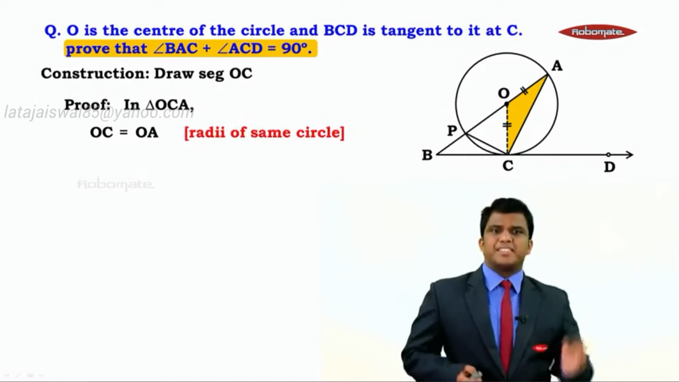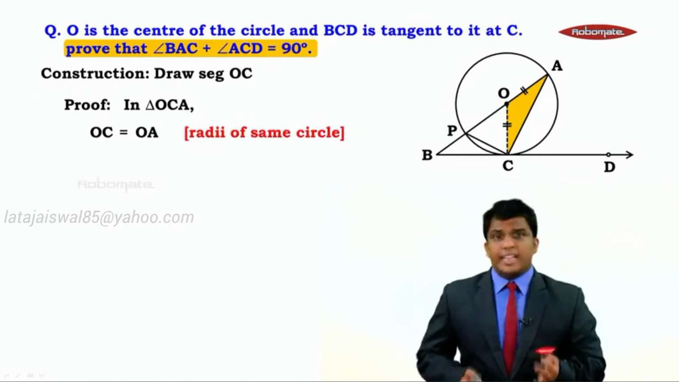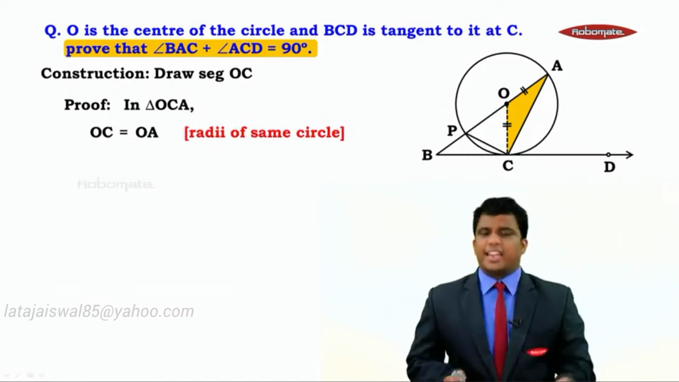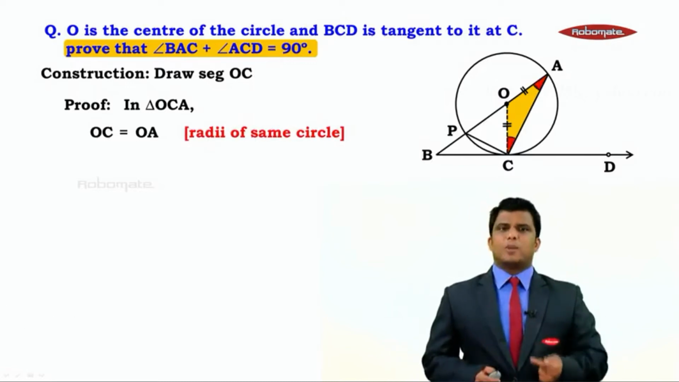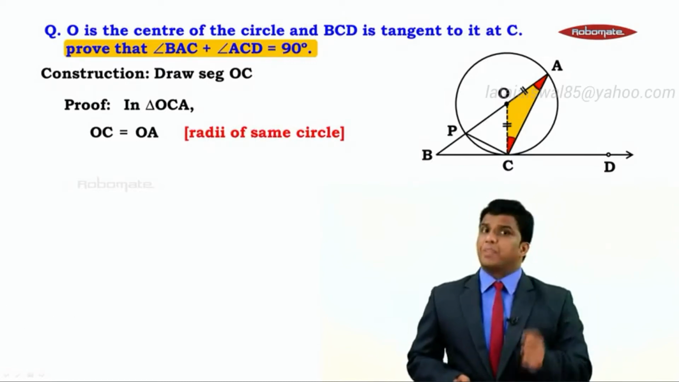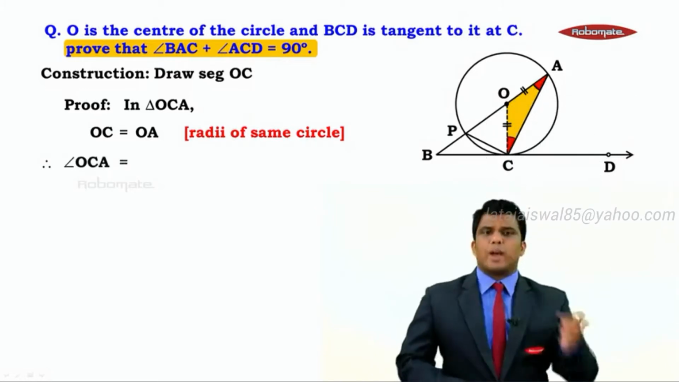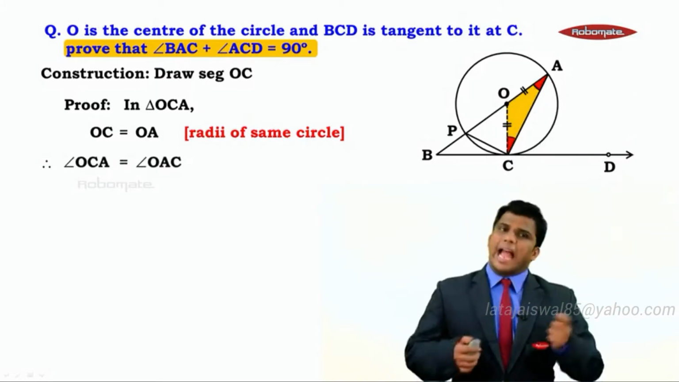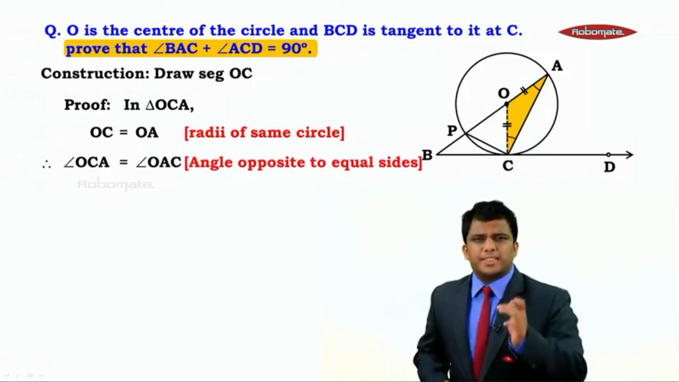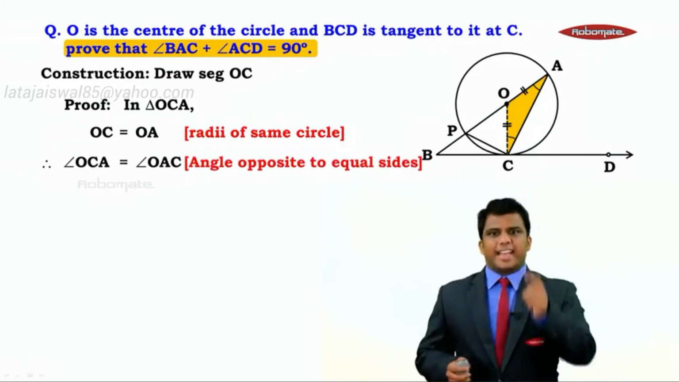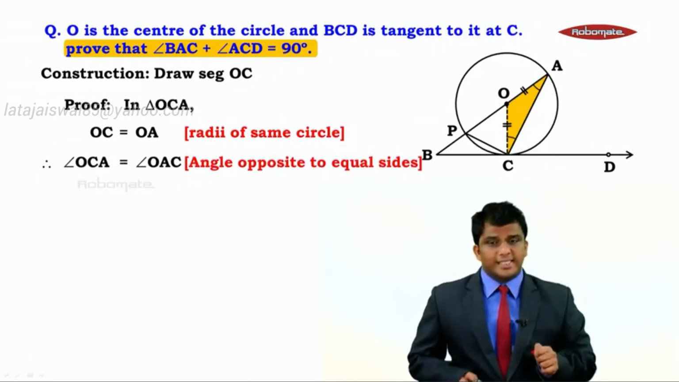Now what happens if two sides of any triangle are equal? It is definitely an isosceles triangle. That means the angles opposite to them are also equal. So we now say angle OCA is equal to angle OAC, angles opposite to equal sides. So we now understand that angle OCA is equal to angle OAC.